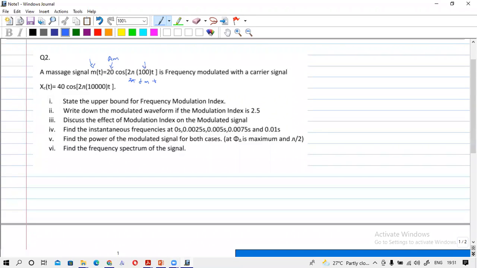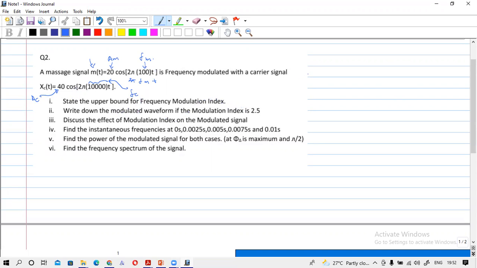Okay, so this is our message signal frequency. And this is our carrier signal. The amplitude of the carrier signal is this 40, and this is the frequency of the carrier signal, FC. Okay. So we will try to do this.